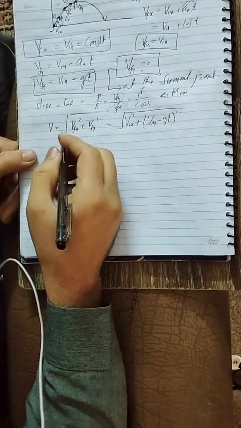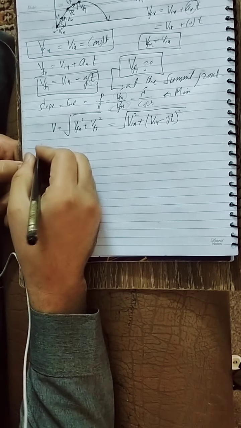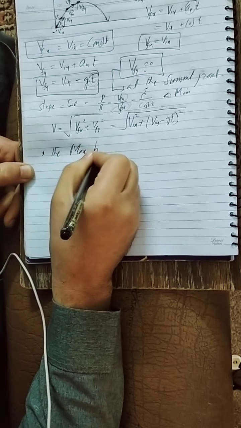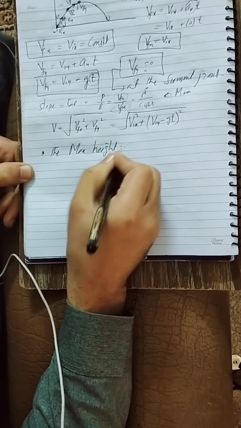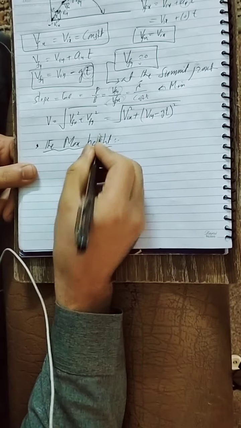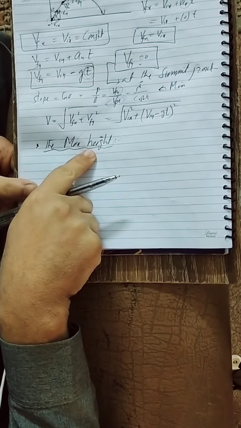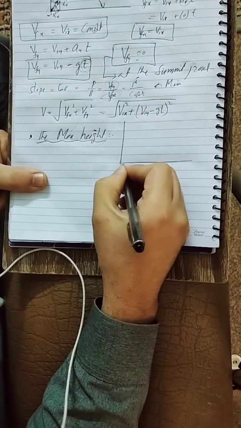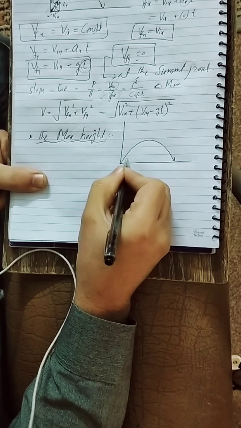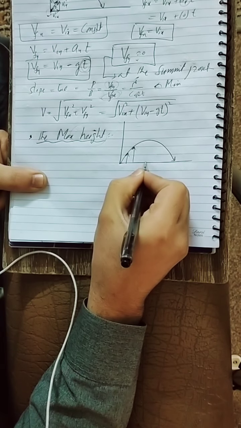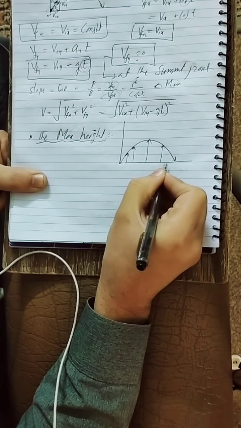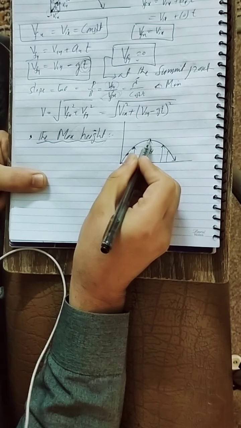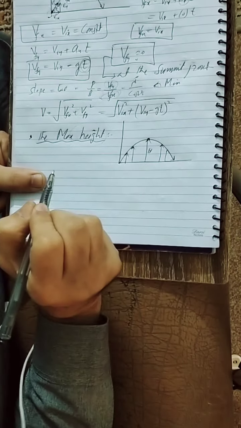Now I'm going to find the maximum height of the projectile. Height means the vertical distance covered. Okay, suppose we have a projectile motion. Look here. This vertical distance is called height, this vertical distance is called height. So these are all heights, but this height is called the maximum height. It means the vertical distance covered up to the summit point is called the maximum height.